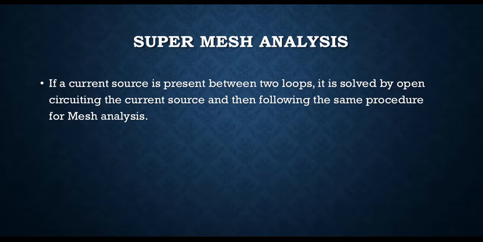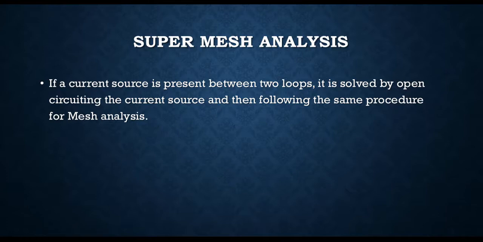It says that if a current source is present between two loops, it is solved by open circuiting the current source and then following the same procedure for mesh analysis. That particular mesh where we have open circuited the current source is called a super mesh. Why is it called a super mesh? Because it involves more than one current in a single mesh, right? That is why it is called a super mesh.